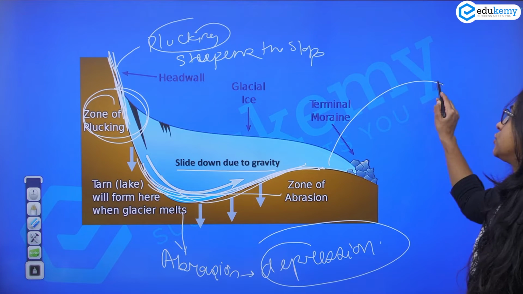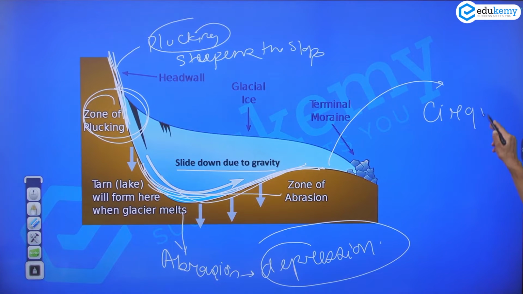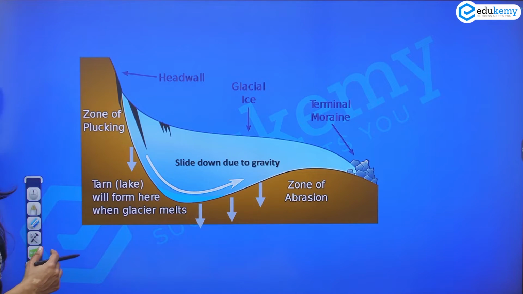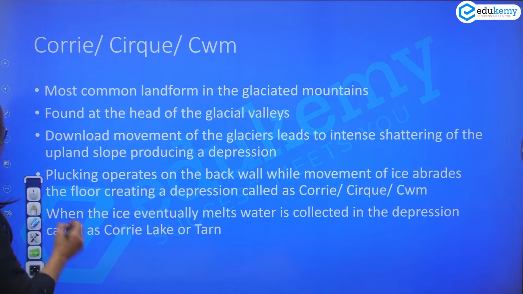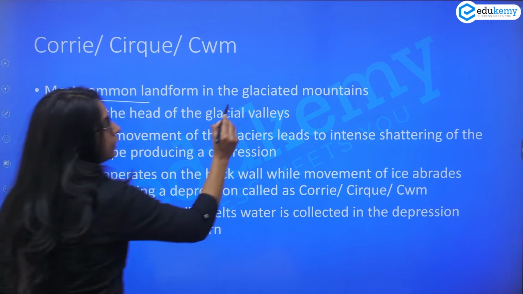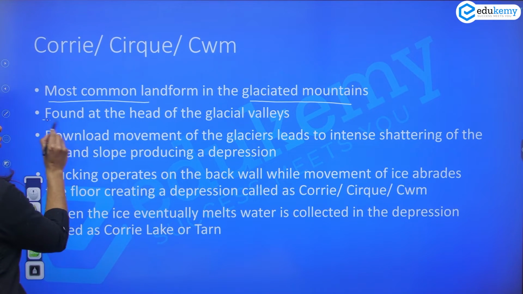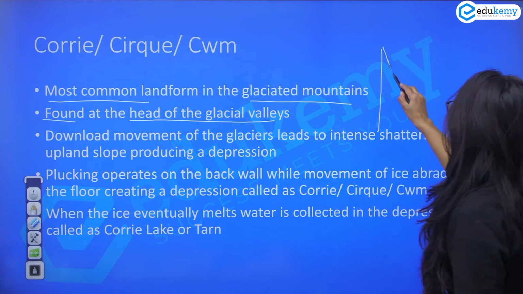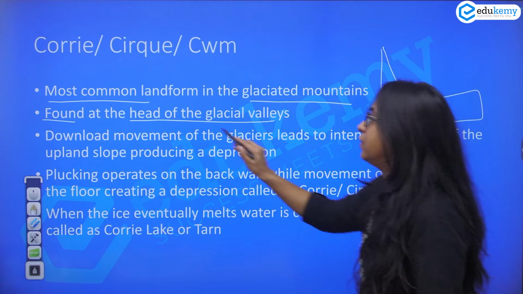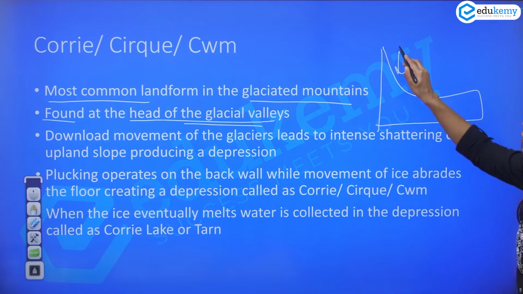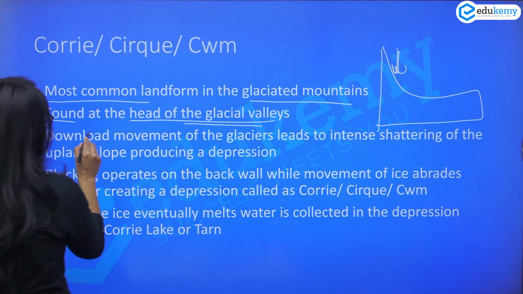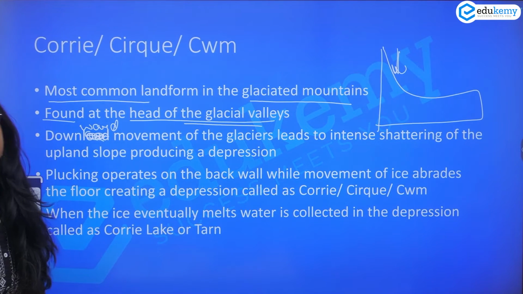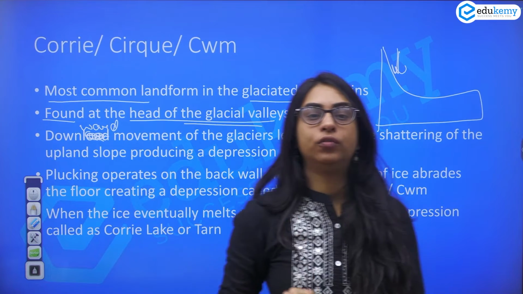a feature that is called as cirque. So here let's understand cirque. It is the most common landform in the glaciated mountains, found at the head of the glacial valleys. We've already seen the glacial valleys. So found at the head of the glacial valleys, this is the downward movement of the glacier, which leads to intense shattering of the upslope.